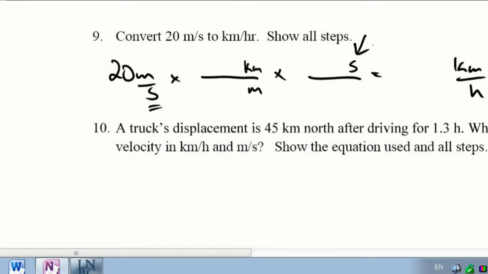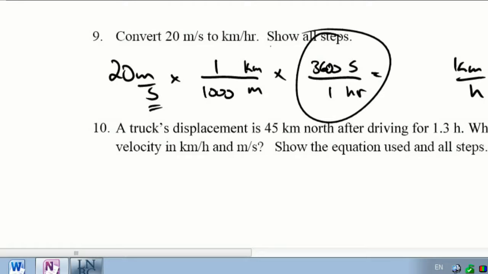I want to get rid of it, so I'll put seconds on the top. And I want to end up with hours. So I know that 1 kilometer is 1,000 meters, and 1 hour is 3,600 seconds. It seems really obvious, but sometimes students will mix up these sorts of things. They'll say 1 second is 3,600 hours, just because they're kind of getting to cruise control and aren't really thinking. So make sure your units make sense.